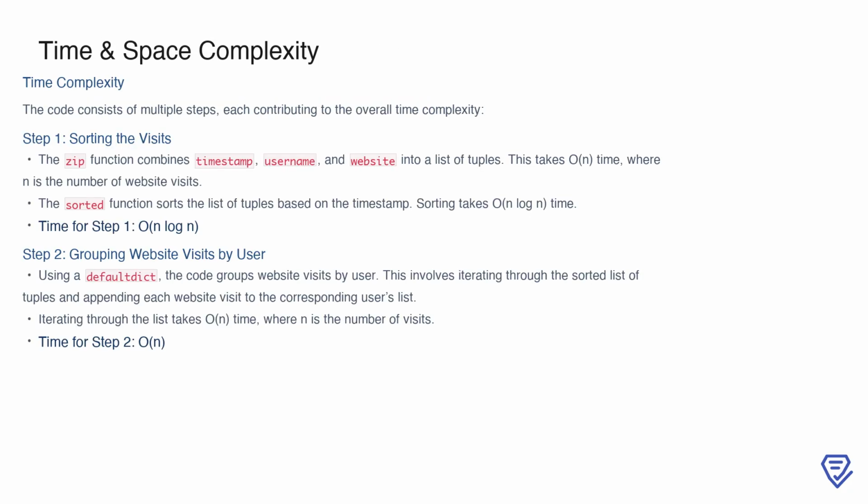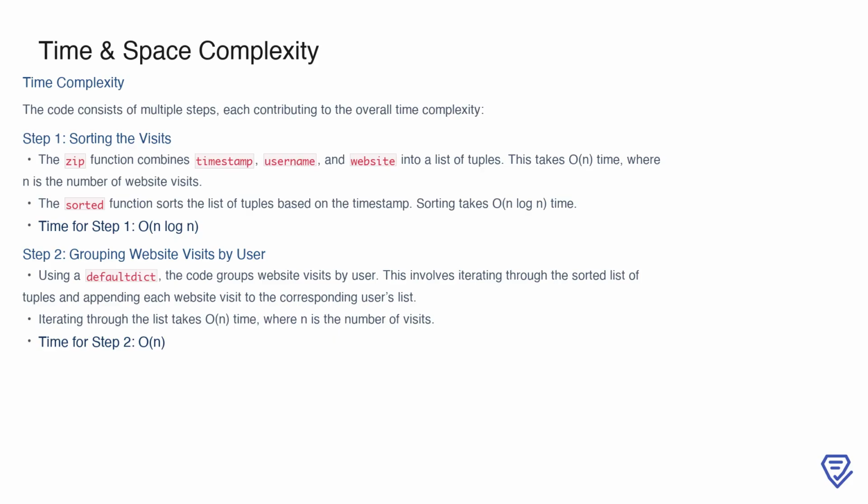Here, we begin by analyzing the time complexity of the solution. The first major step is sorting the visits. The zip function combines the timestamp, username, and website into a list of tuples, which requires O(N) time for N website visits.